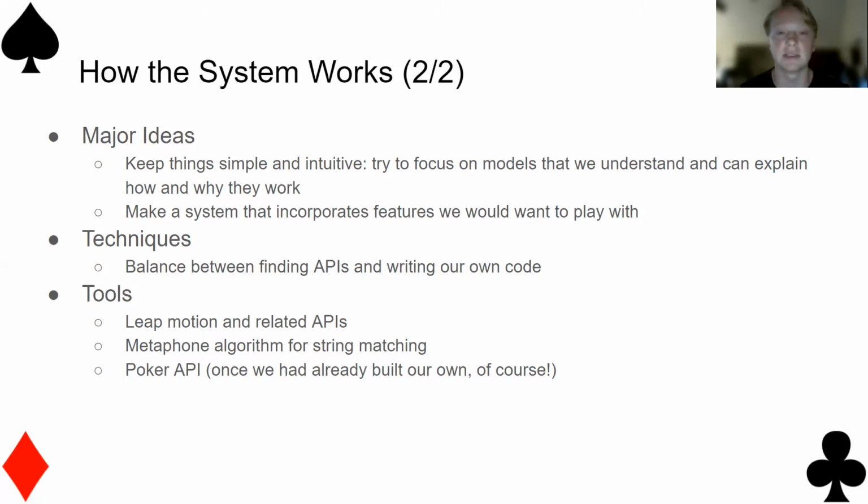In terms of our techniques, we developed this over time, but we tried to find a balance between writing APIs in our own code. After spending a number of hours looking for a poker API, we decided to write one on our own when we actually could have modified one that existed out there to suit our needs. And finally, in terms of our tools, as mentioned already, the Leap Motion and WebKit Speech related APIs, the Metaphone algorithm for string matching, and then finally the poker API, of course, once we had already tried building our own.